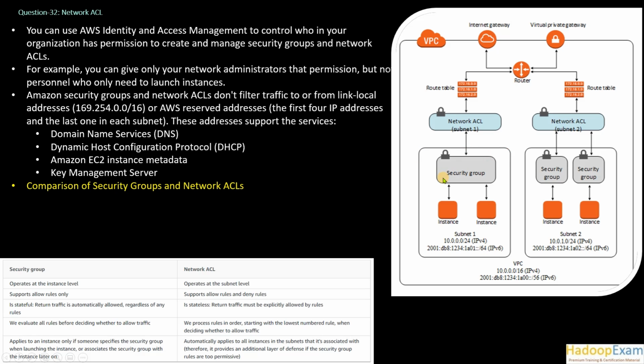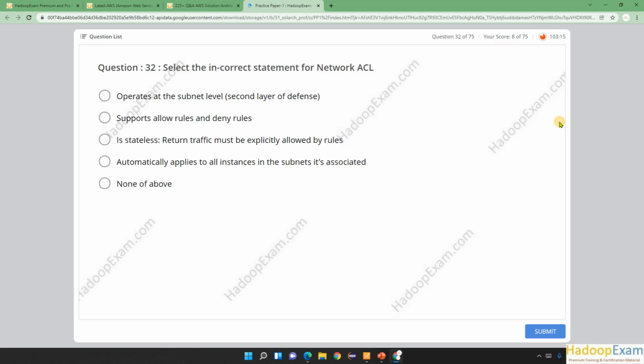So we check here basically a network access control list. This is on subnet level. We already discussed, correct? This is your subnet, and this is the boundary of the subnet, and that applies on subnet level. So option A is correct. So this is not an incorrect statement.